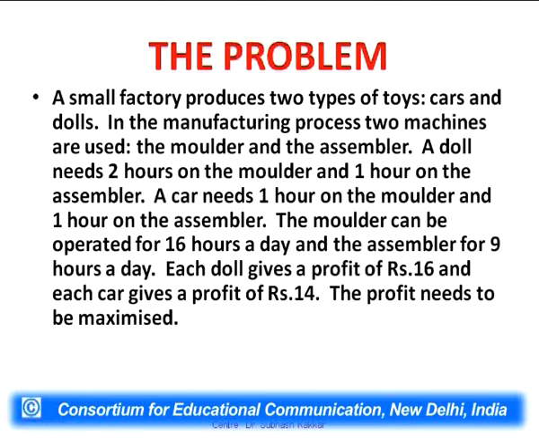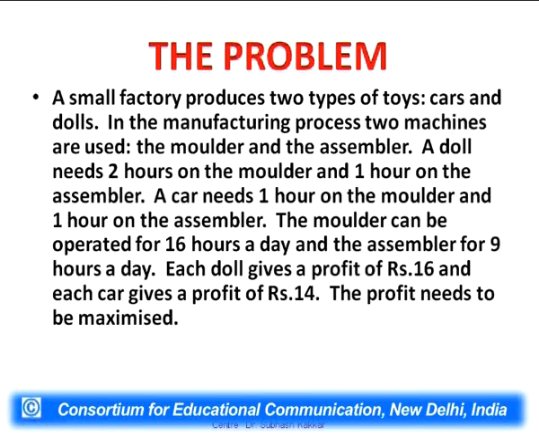A car needs 1 hour on the molder and 1 hour on the assembler. The molder can be operated for 16 hours a day and the assembler for 9 hours a day. Each doll gives a profit of rupees 16 and each car gives a profit of rupees 14. The profit needs to be maximized. This statement is given to us. We have to pick up the important information from this statement.